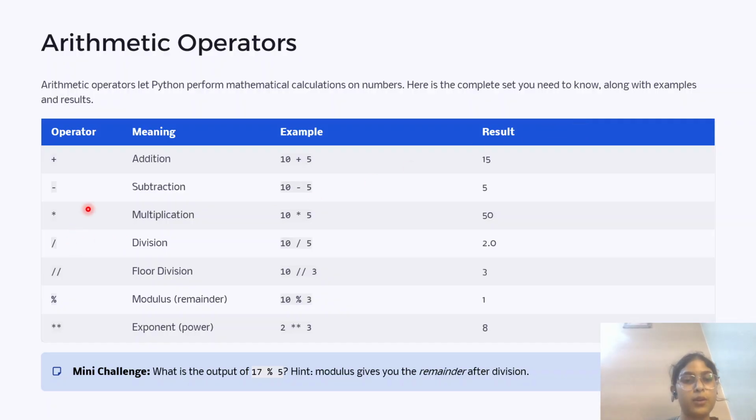I am giving you a quick revision. For addition, the plus symbol. For subtraction, the minus symbol. For multiplication, the star symbol. For division, the slash. For floor division, we have to use it twice. Modulus is for remainder. It gives you the remainder. And for exponential, we have to use the star twice. So you have to answer this question. What is 17 modulus 5? You have to give the remainder. Try it on your own, okay?